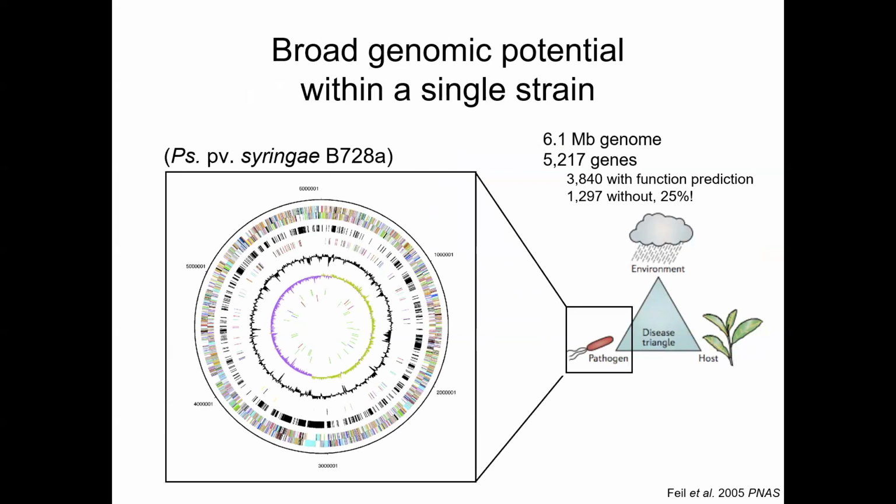But for my focus, moving from comparisons between strains, I want to focus on a single strain. So in this case, B728A, which was one of the first 3 syringae strains to be sequenced. Surprisingly, a very large proportion of the genome has a completely unknown function. And this is a model strain that's been studied for many years. For other organisms, this number can be significantly higher.